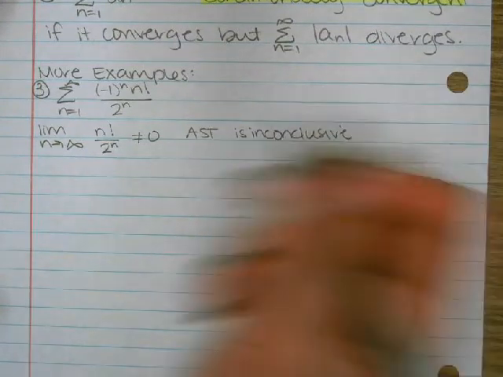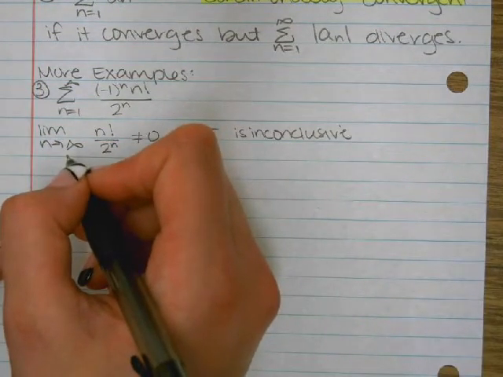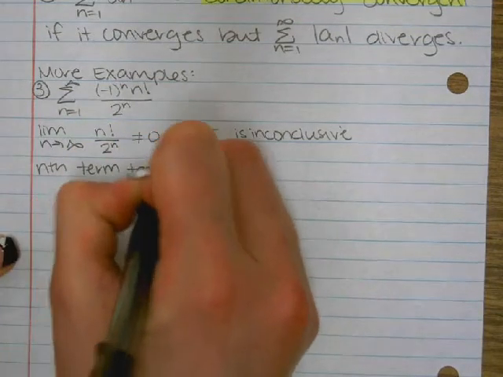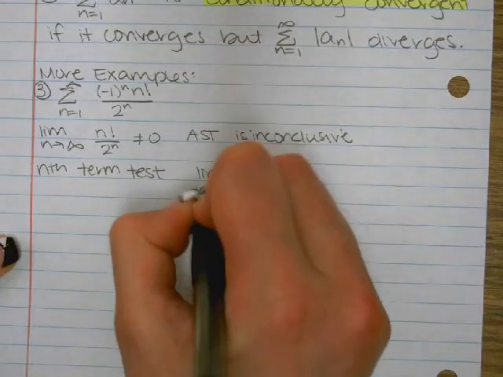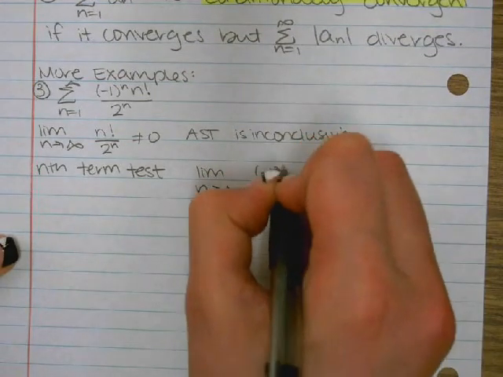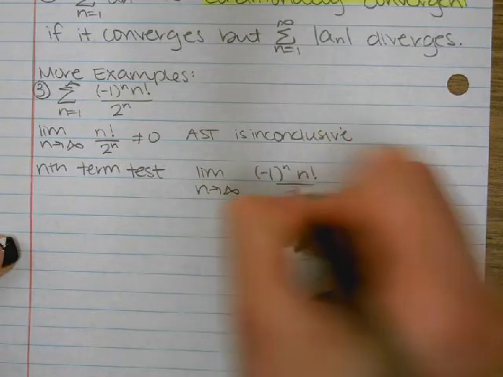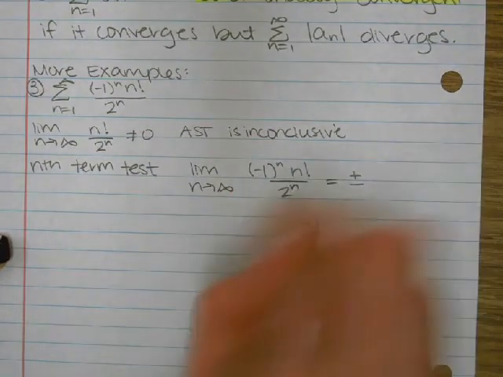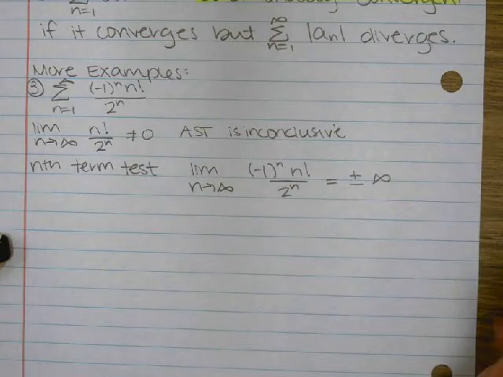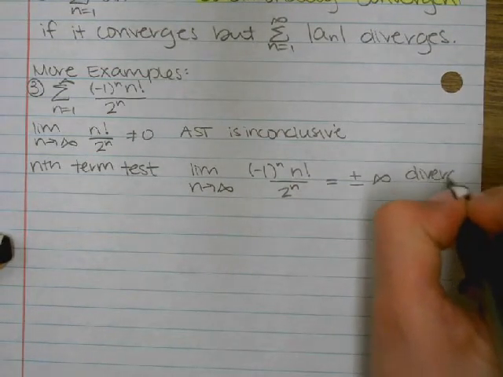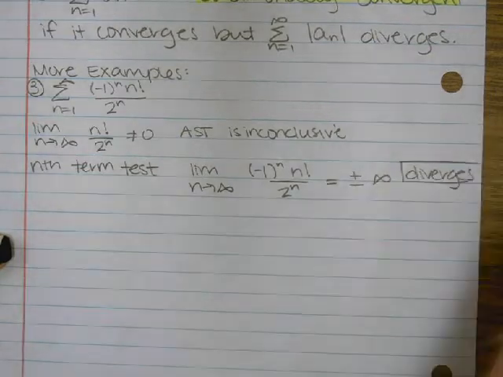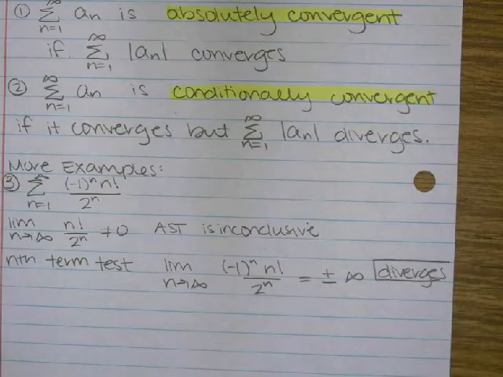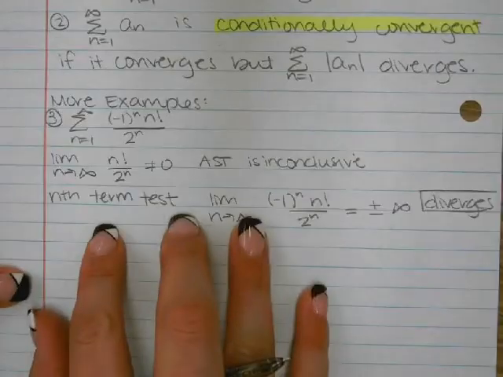However, that does mean that we can look at the nth term test. And we're going to see from that that the limit as n goes to infinity of (-1)^n n!/2^n is going to equal positive or negative, that's the alternating series part of it, and then infinity on the top, so that's plus or minus infinity. And that gives us the conclusion that this would diverge. So we use the nth term test to determine that. And then, of course, we're not going to check if it's absolute or conditional, because it diverges, so we don't need to look at that.